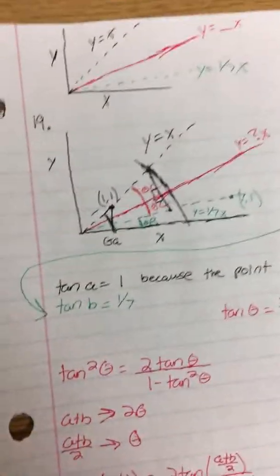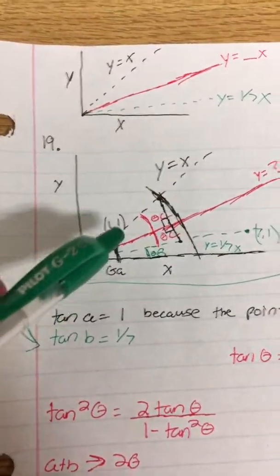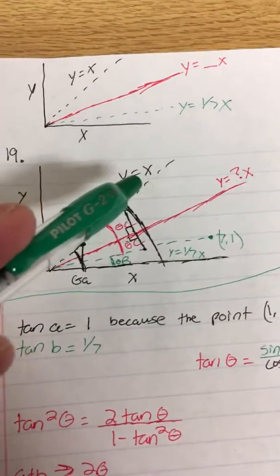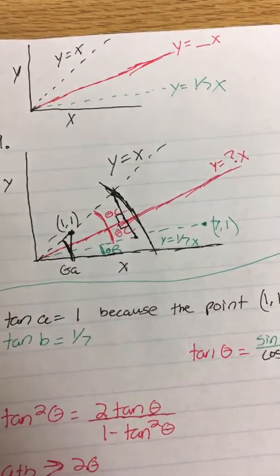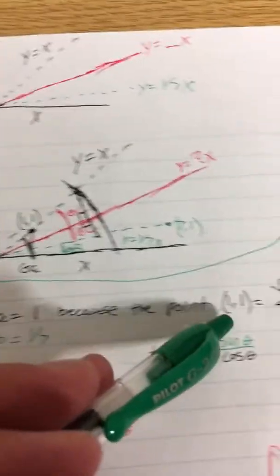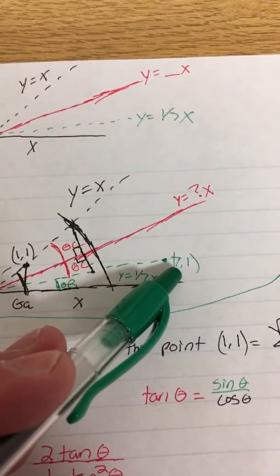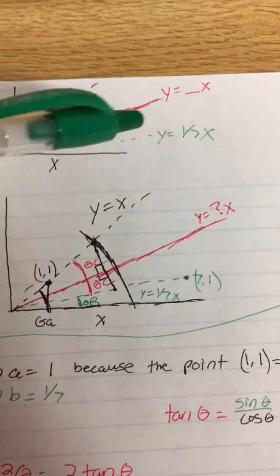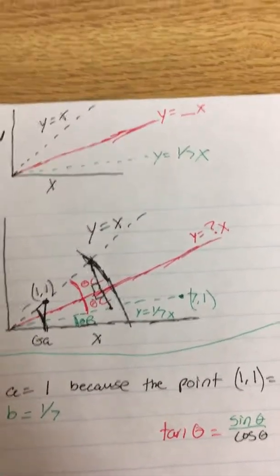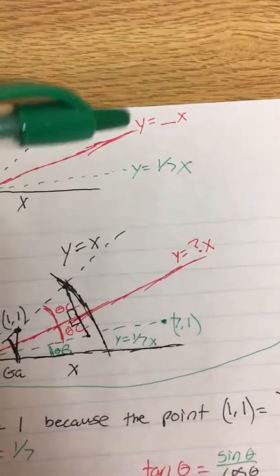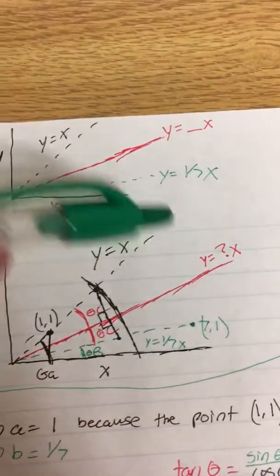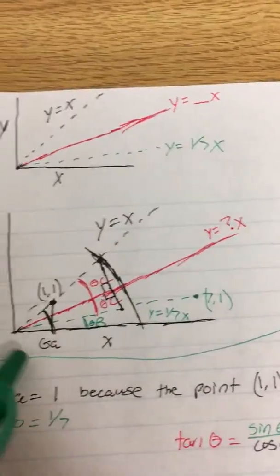So then you come down here and you break it down a little bit more. So then you have the point 1, 1, since you plug in 1 and 1 for y equals x. And then for the green line, you have 1/7, because whenever you plug in an x value of 7, you're going to get 1. So these are your 2 points to work off.